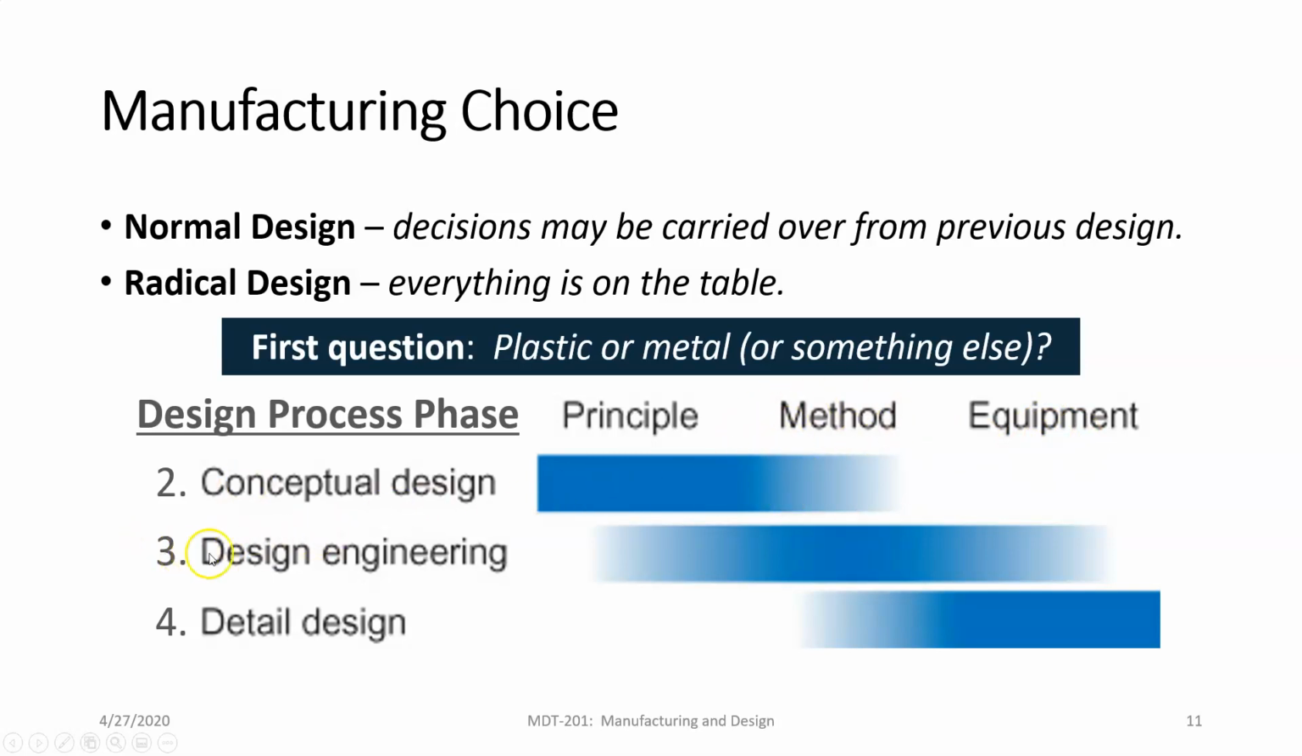Once we move on to phase 3, design engineering, the principle has already been decided, so now we have to start moving into the method. So what is the exact method that we're going to be using? And here, a little bit of equipment can maybe creep in. But when we get into phase number 4, our final phase, this is where we have to focus on the equipment, exactly how we're going to produce it, where and when.